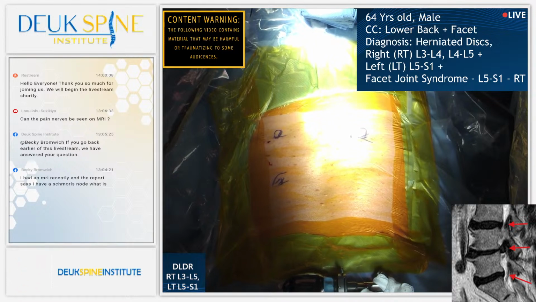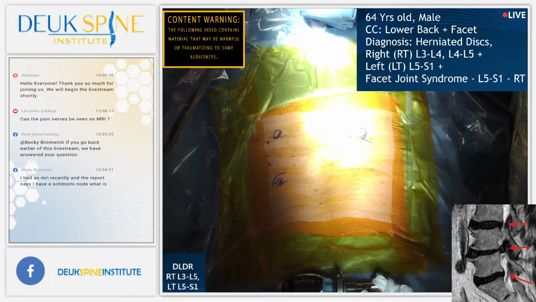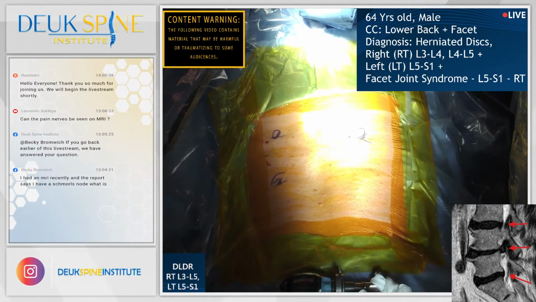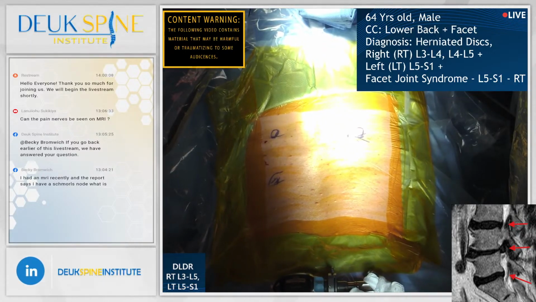We're here to fix someone's back. We're in the operating room at Duke Spine Institute. Our patient has 3 discs that are causing back pain and a facet joint. We're going to be fixing the disc first, and then we'll go on to the facet joint.